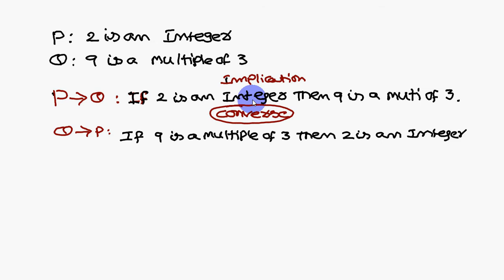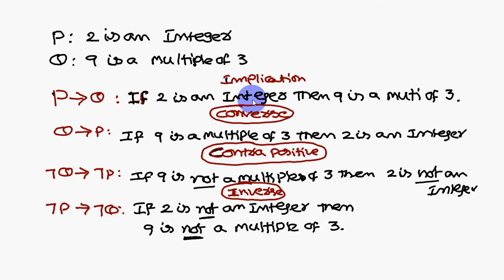Then converse, next is contrapositive, next is inverse. So first we will have completed the P conditional Q. Next, don't go for converse and contrapositive, directly you go for inverse. So inverse means P conditional Q, negation of these two: not P conditional not Q. Not P means 2 is not an integer. If 2 is not an integer, then 9 is not a multiple of 3.